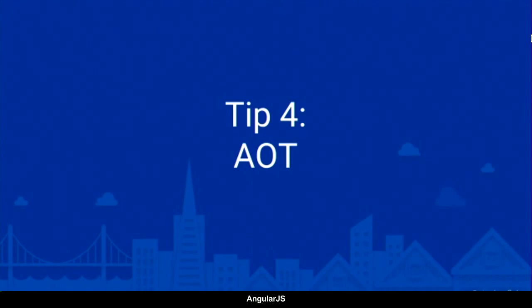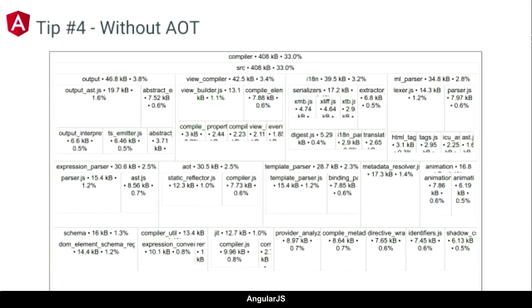The last tip here for everyone is ahead of time compiling. If you're not already ahead of time compiling, or if you're running into issues with ahead of time compilation, definitely let me or someone on the team know, because this is a really core strategy for producing fast, small bundles and for using Angular really successfully at scale. So this is an example of that same source map. This is our compiler. Our compiler itself is about 400 KB ungzipped. So that's actually very big.